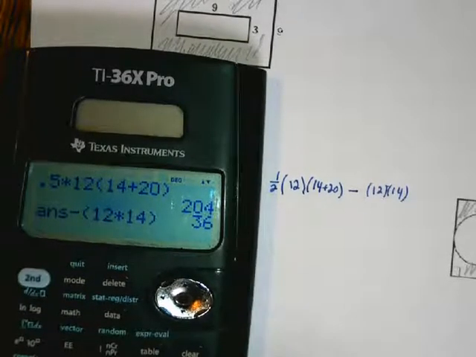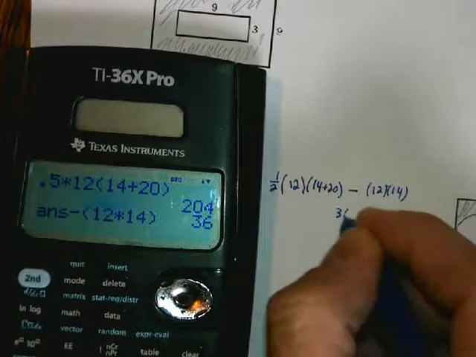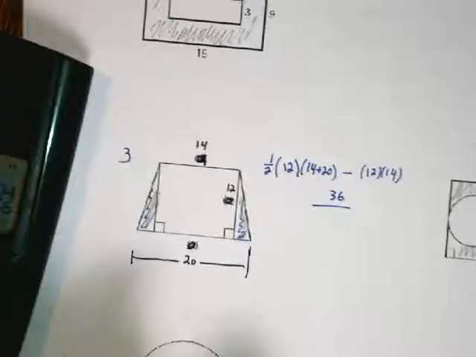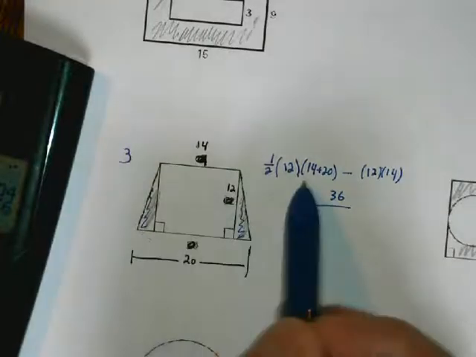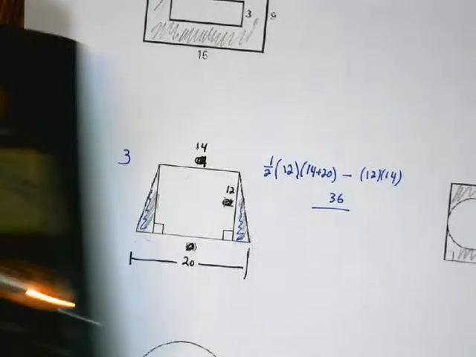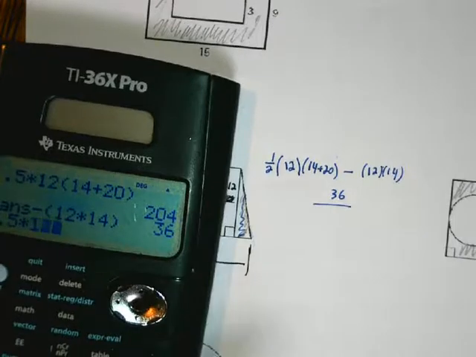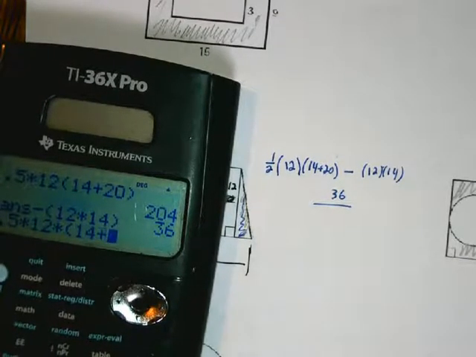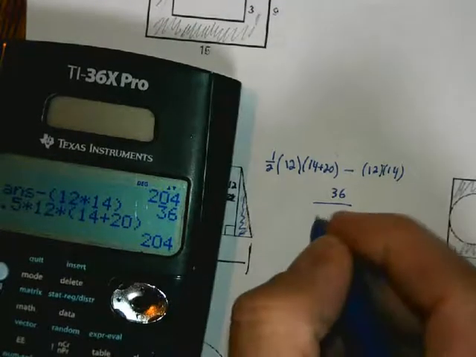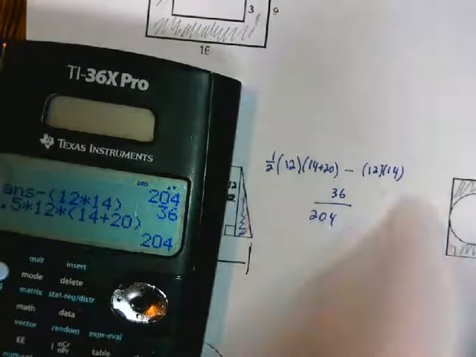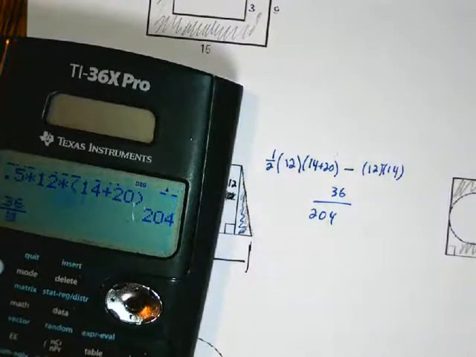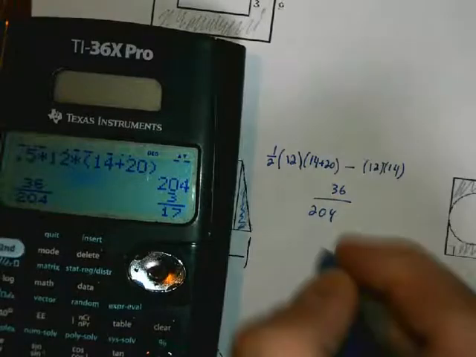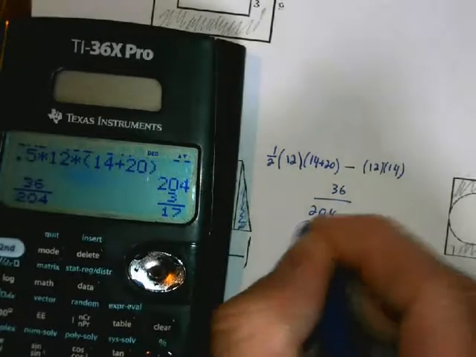So my numerator here is going to be 36. I have to divide that by the total area, the biggest shape. Well, the biggest shape here again is the trapezoid, so I have to re-figure out the area of the trapezoid. That was 1/2 times 12 times the 14 plus 20, and this becomes my denominator, the 204. So 36 over 204, and that should give me 3/17. And that would be the geometric probability of number 3.